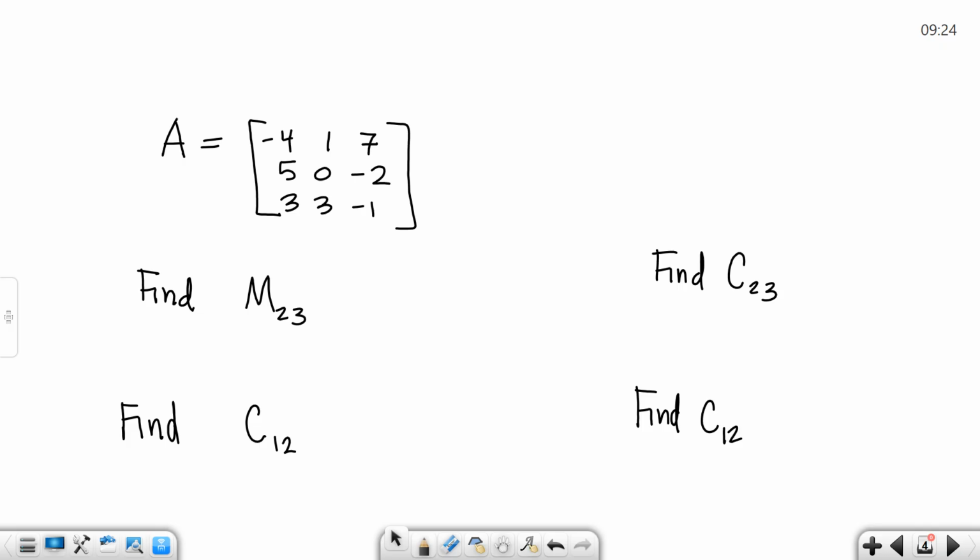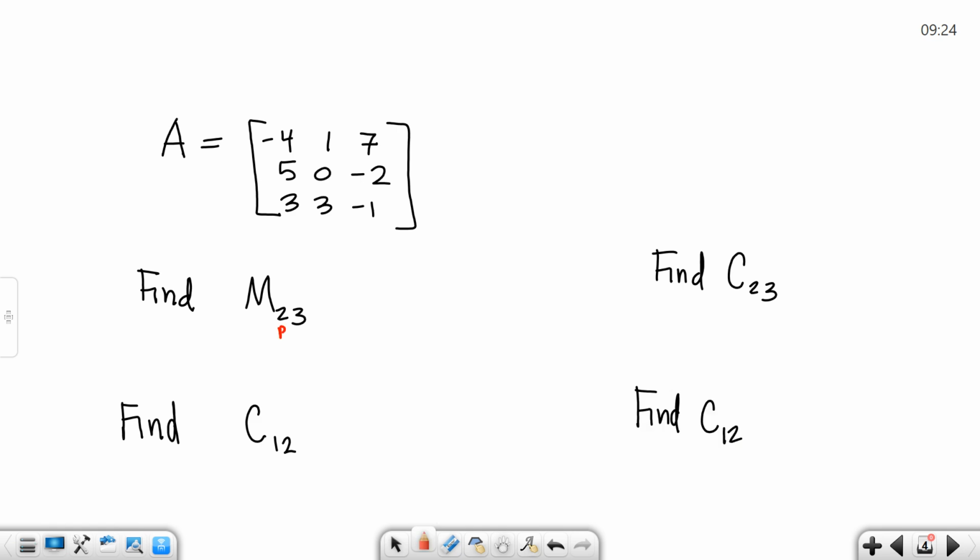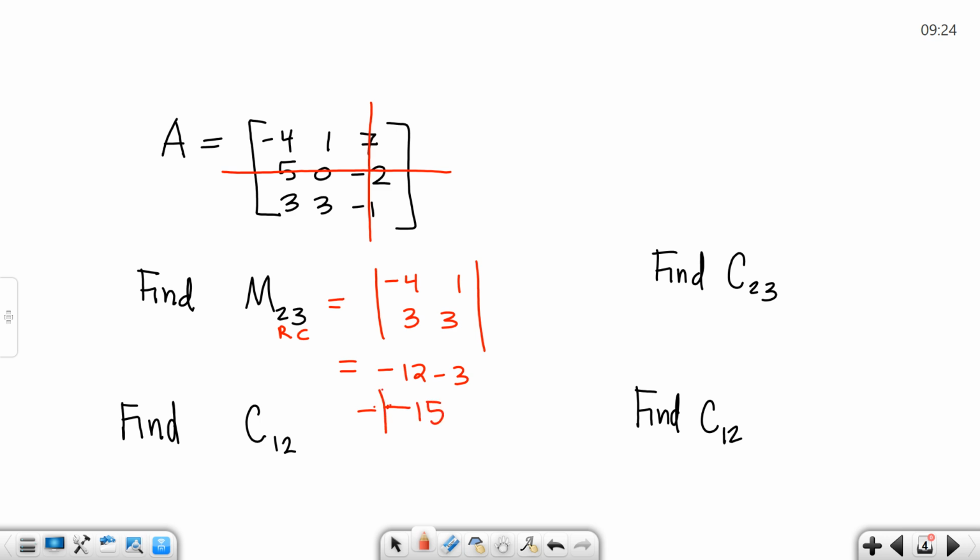It's a curse. So when I'm working this one, I see M2,3, which means row and column. I usually put that in there when I work my problems as well, so I don't forget. This is row 2 and column 3. So what's left over is negative 4, 1, 3, 3, which is what we did on the previous slide. So when we work this one, we're going to get negative 12 minus 3, which would be a negative 15. And that's what I get.